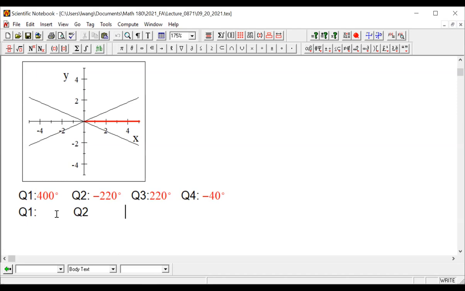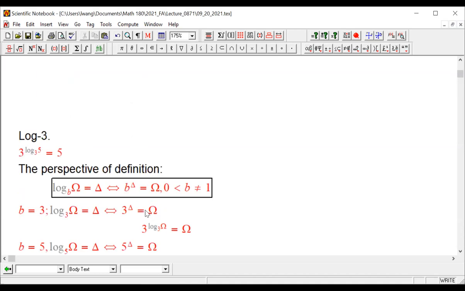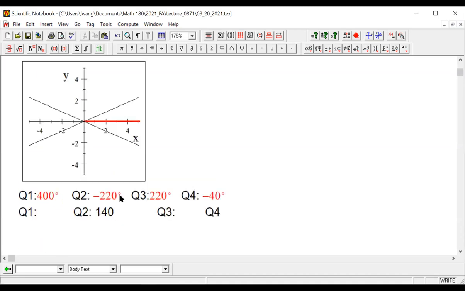140 degrees. For which quadrant? 140 degrees, second quadrant. Does that work? If the reference angle is 40 degrees. Yeah, we're talking about the reference angle is 40 degrees for sure. We're not going to change that. Yes, so reference angle 40 degrees, that would be good for the second quadrant.